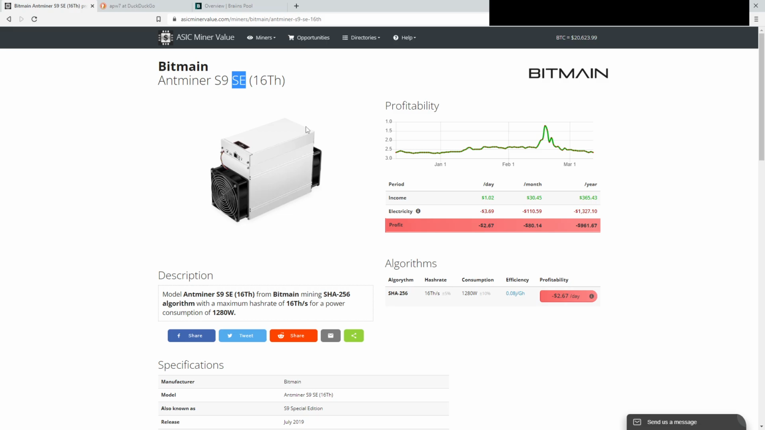One really cool thing about Bitcoin miners is they produce heat. And if you look at the wattage of this, it's around 1,280. But based on what we're actually pulling on this, I would say it's close to 1,500. It's more like 1,500 watts, to be honest.